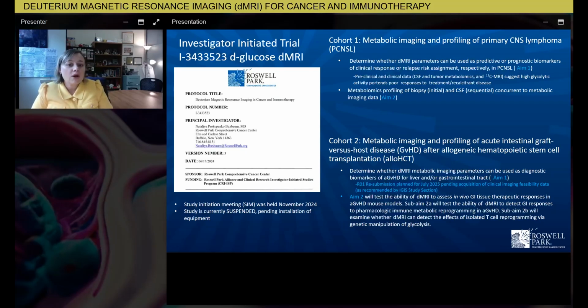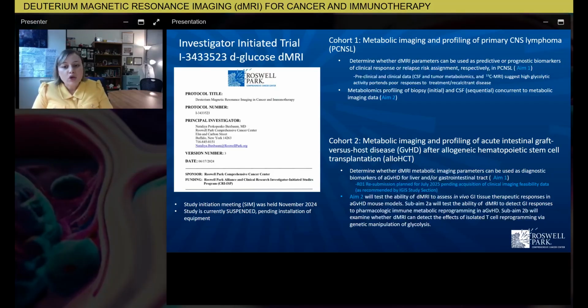So the first cohort that's open right now on my clinical trial is primary CNS lymphoma patients, for whom we will be using this imaging. For them, there's preclinical data and clinical data to support that patients who have more aggressive CNS lymphoma will have higher lactate levels in their CSF. And when imaging was done with carbon-13 labeled pyruvate, another metabolic imaging technique, it also suggests that patients who have poor responses tend to have their tumors light up on that kind of scan.